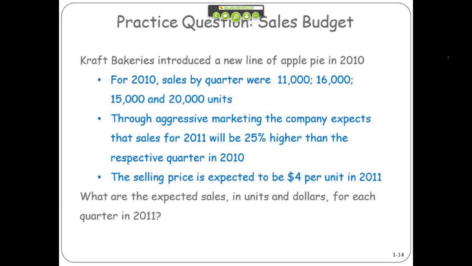Totally different example. I would like you to now calculate an expected budget. Very easy, just keep you guys awake. Craft Bakeries, not Kerry now, have quarterly sales of 11,000, 16,000, 15,000, and 20,000. They expect through some very aggressive marketing that they will be able to increase their sales by 25% next year, 2011. But they don't expect their price to rise. So what would we expect their sales in dollars and units to be in 2011 by quarter?